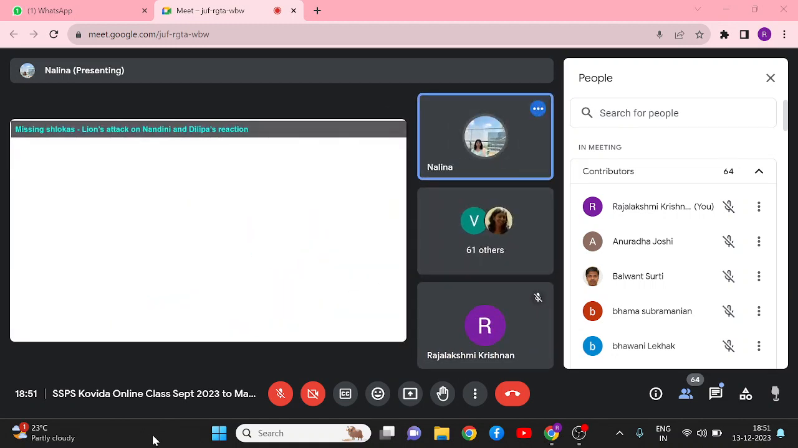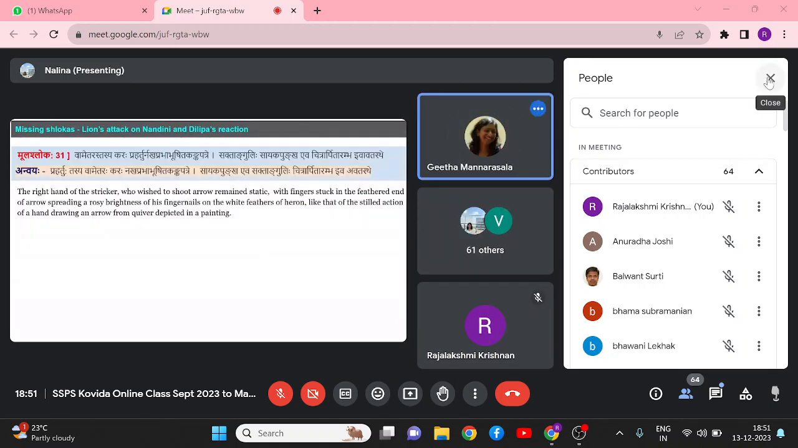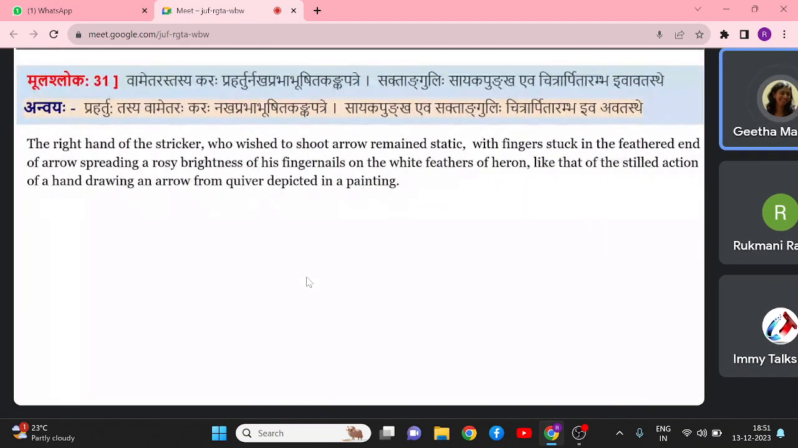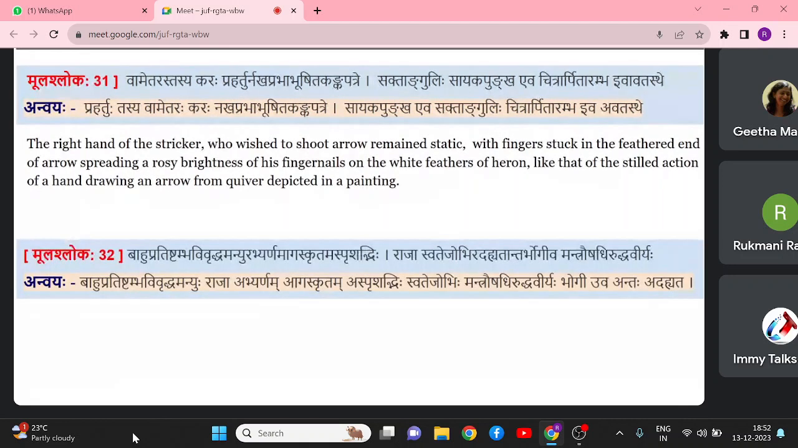Yes, ma'am. The right hand of the striker who wished to shoot an arrow remained static with fingers stuck in the feathered end of the arrow, spreading a rosy brightness of his fingernails on the white feathers of the heron, like that of a stilled action of a hand drawing an arrow from a quiver depicted in a painting. Dhanyavada, Bhagini. So we understood that he was about to take out an arrow, but then his hand is stuck now. It seems like he's paralyzed. He is not able to move his hand. Just imagine his plight.